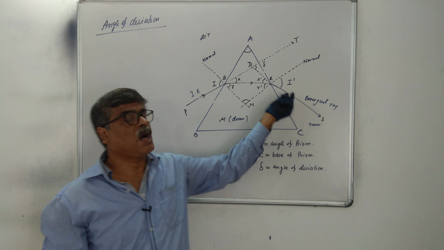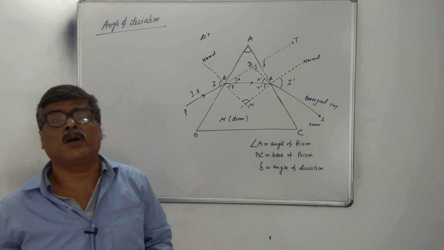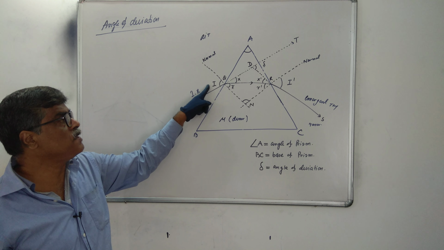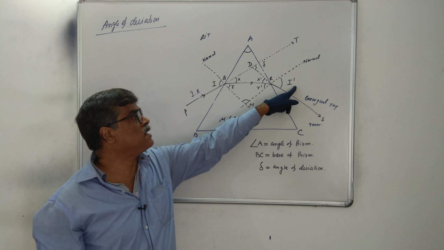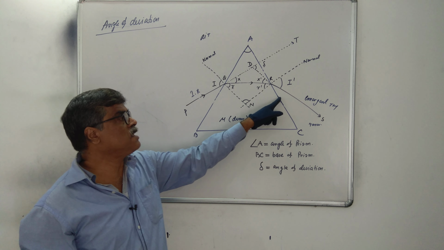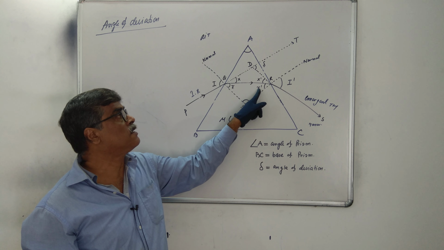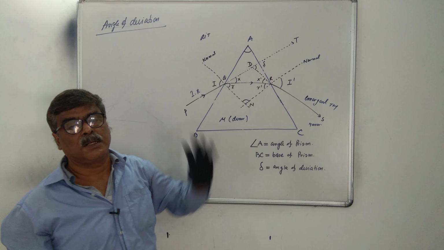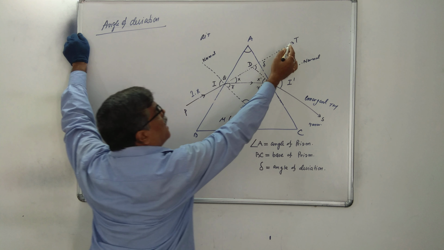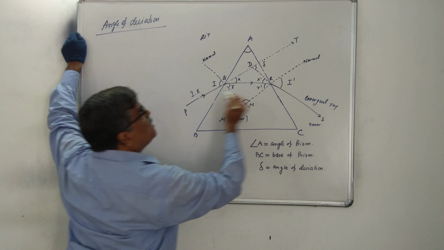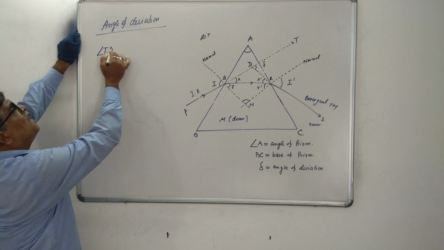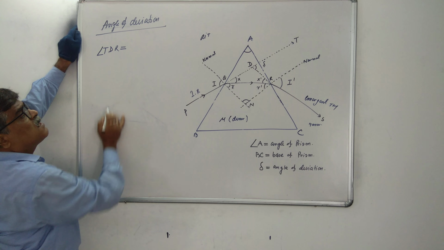That is why our first topic is angle of deviation. In this picture on your board, this is the angle of incidence, this is the angle of emergence, this is the angle of refraction for the first phase, this is the angle of incidence for the second phase, and this is the angle of prism. Now, from the picture, this angle of deviation, TDR, is equal to what?